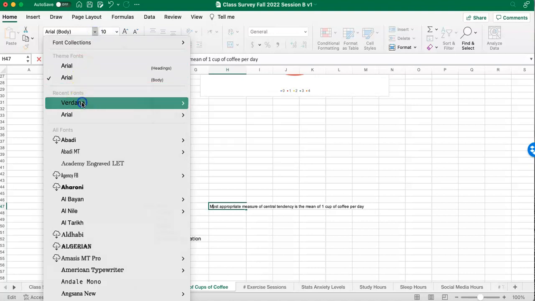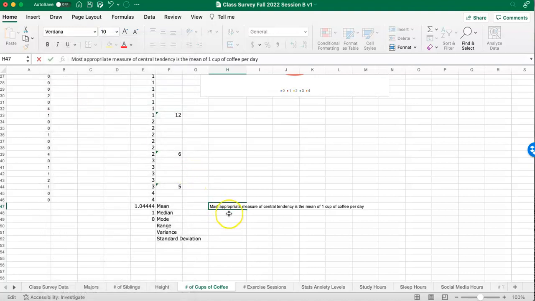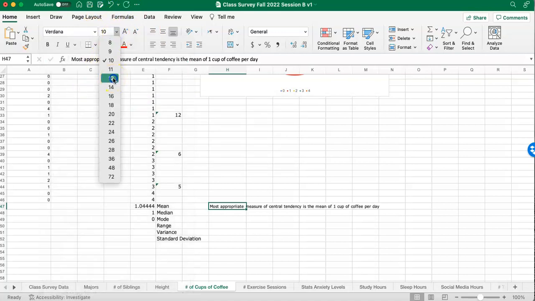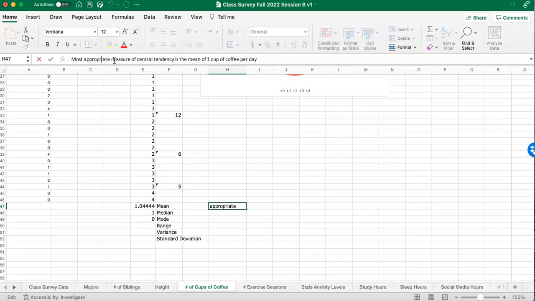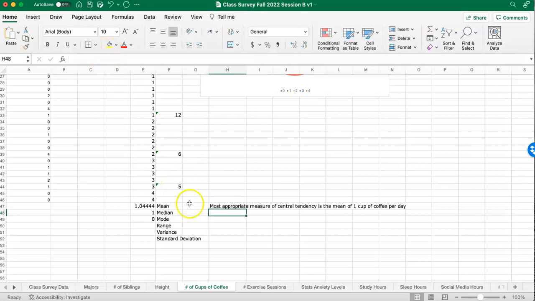I don't know why this is not changing. Oh, I know. Let's go back here. There we go. Make the font a little bit bigger so that you can see it. That's the measures of central tendency, all 6 measures. You will need to provide all 6 measures, but when you do the interpretation, I'll show you when we get to the Word document what that actual interpretation is.